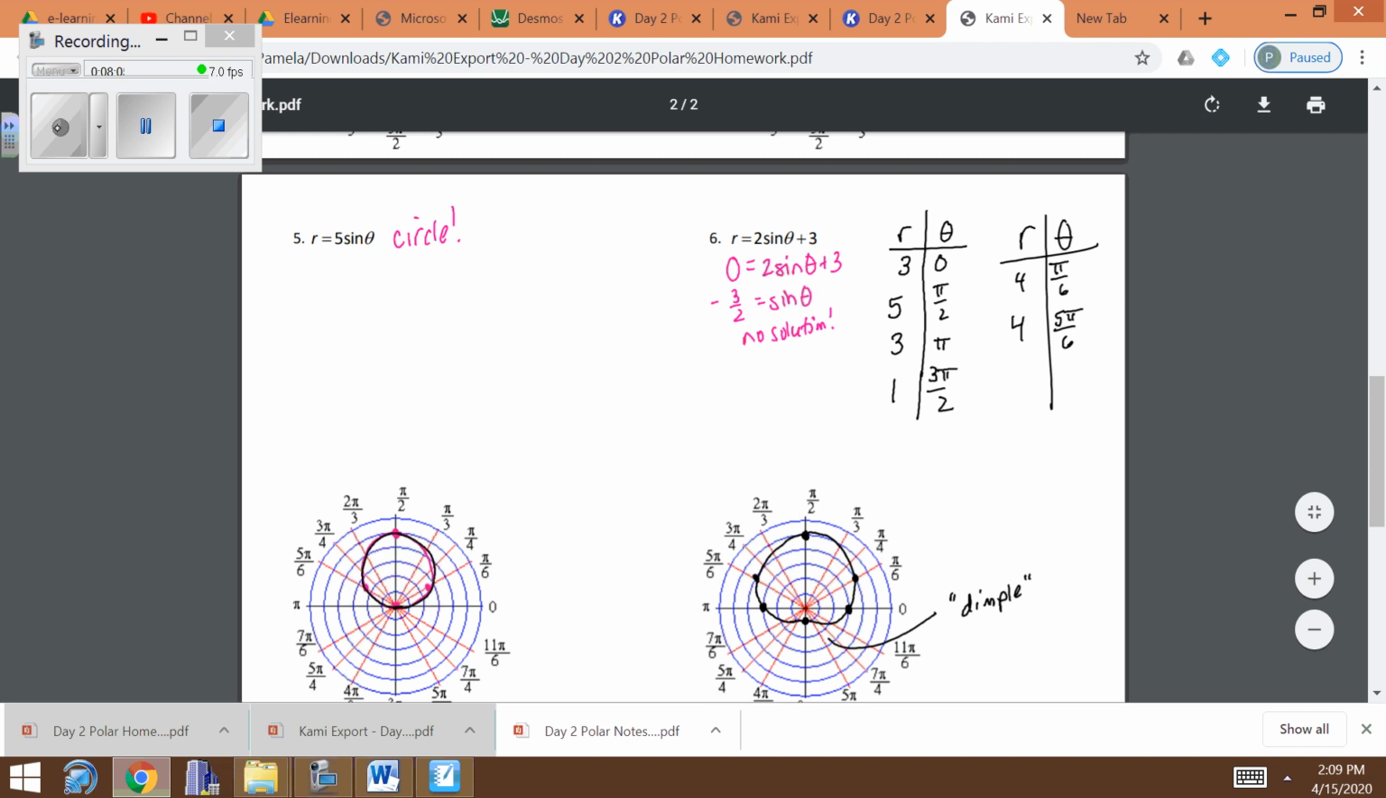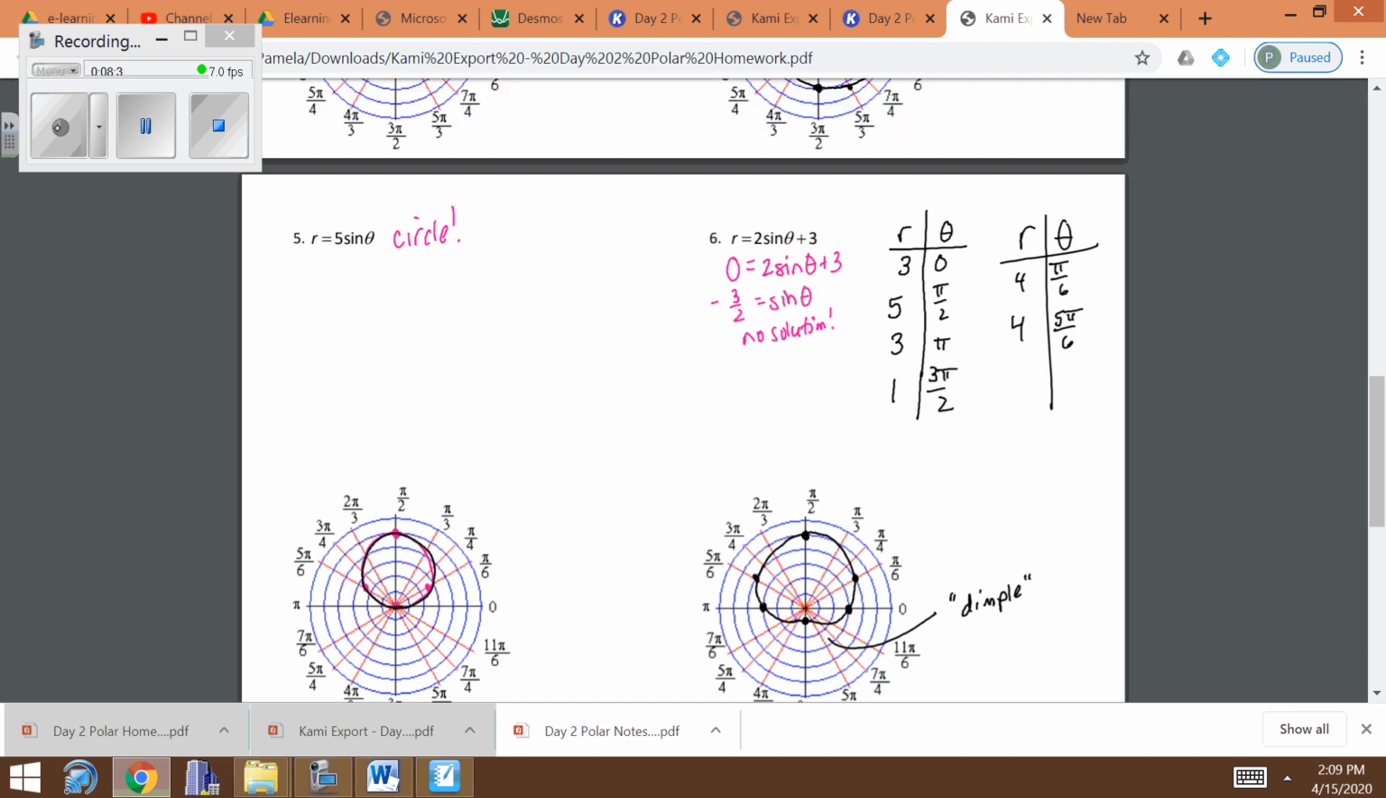But here, again, I picked my normal values. And then again, I picked the pi over 6's here. So pi over 6, we know sine of pi over 6 is 1/2. 2 times a half is 1. 1 plus 3 gave us 3 right here. And then same thing for the value over here. I didn't even calculate the other values over here at the 11 pi over 6 and 7 pi over 6, but you definitely could to get an even better shape.